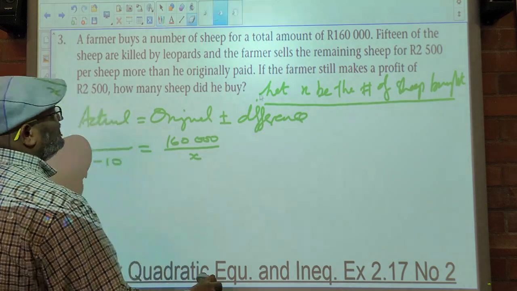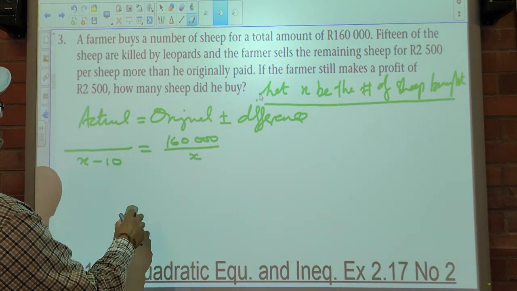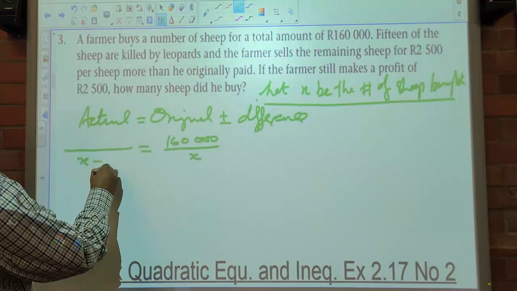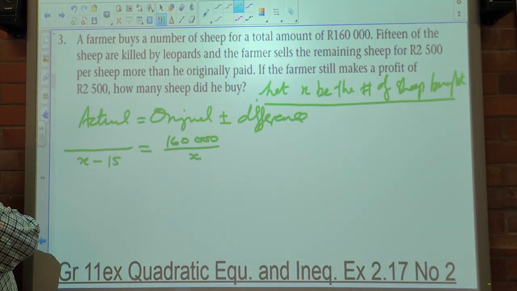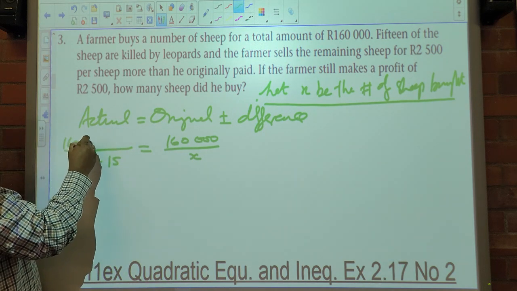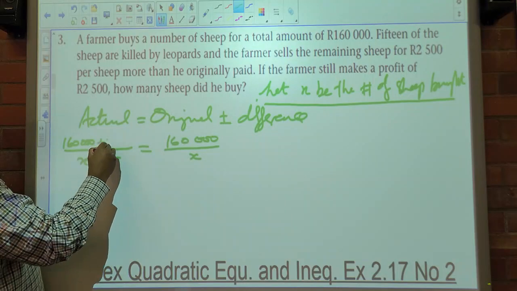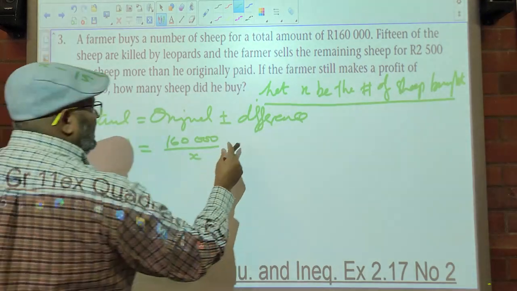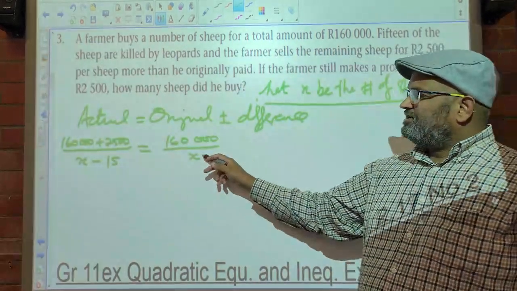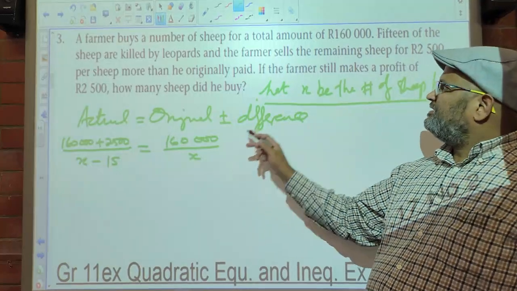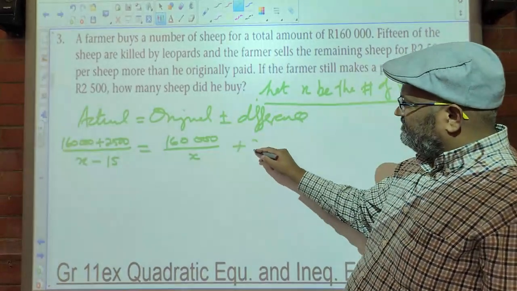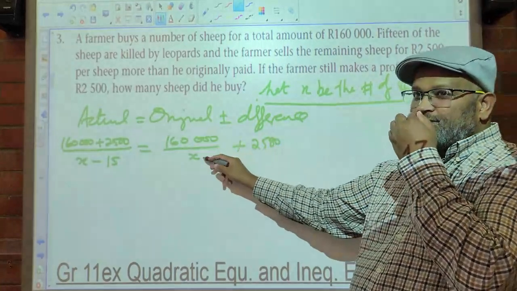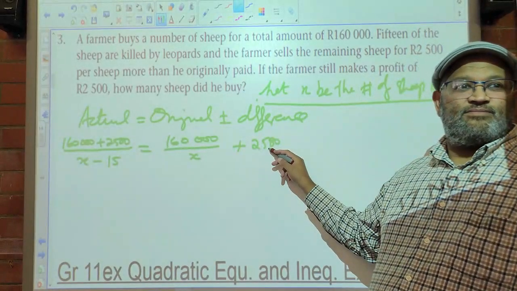Yeah, 15. Why 15? Isn't that 10 or 15? The previous one was 10. Alright, X minus 15. People, how much money did he get in total? So 160,000 plus 2,500. So that is the total income, not so? And how much did he charge extra per sheep? 2,500. So in other words, this is the cost plus his profit. You guys understand?